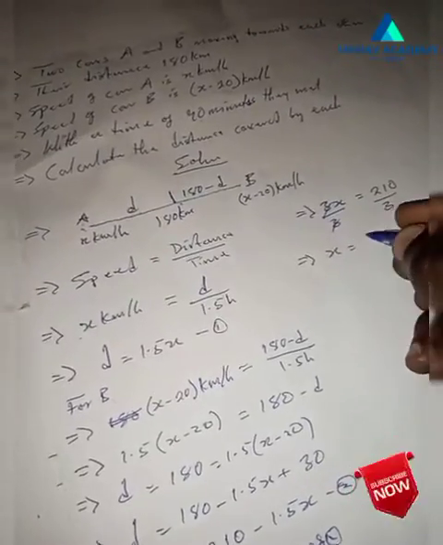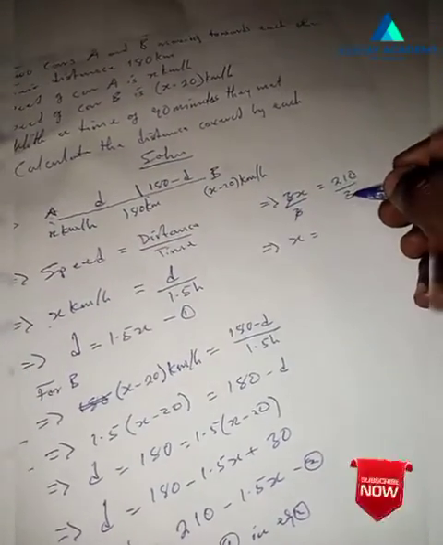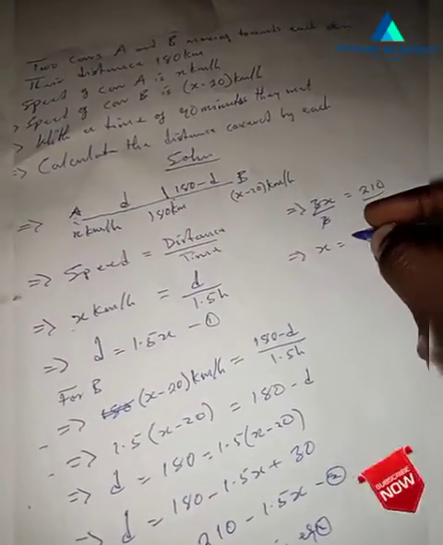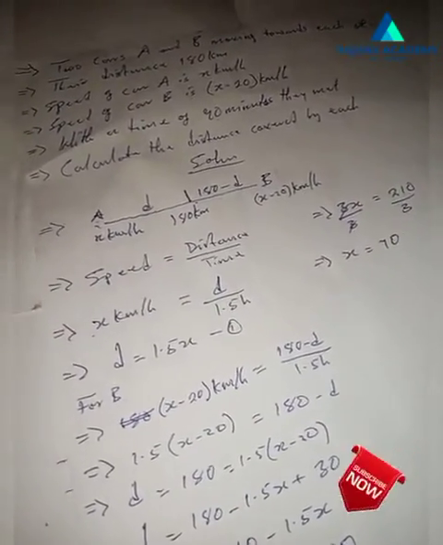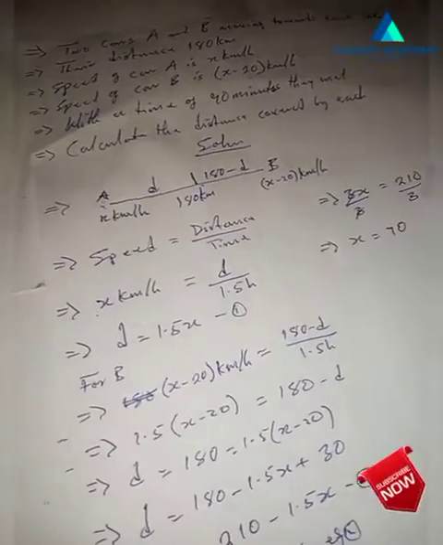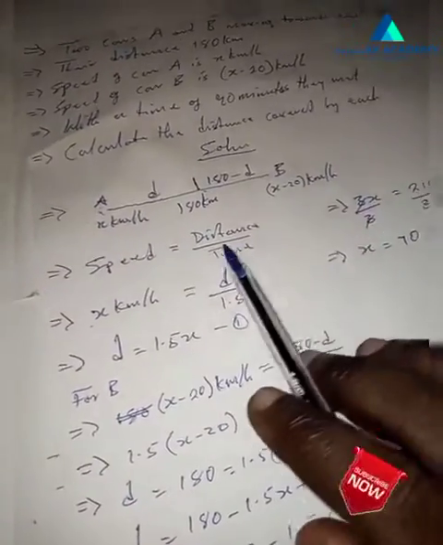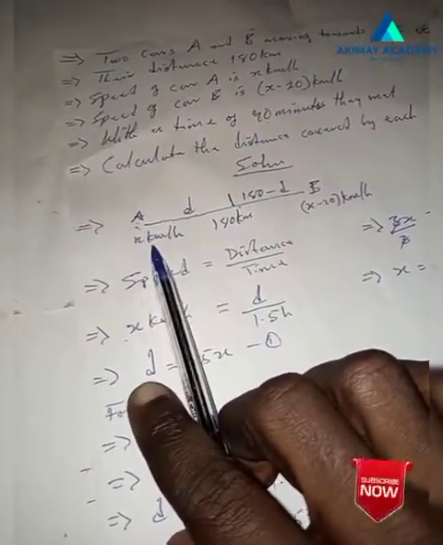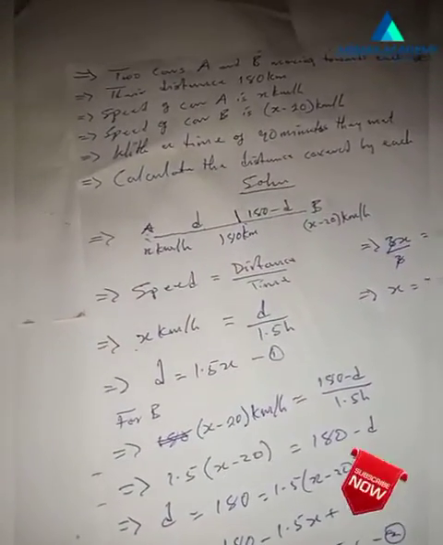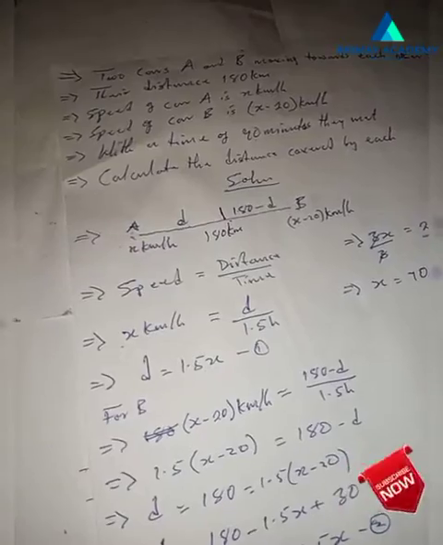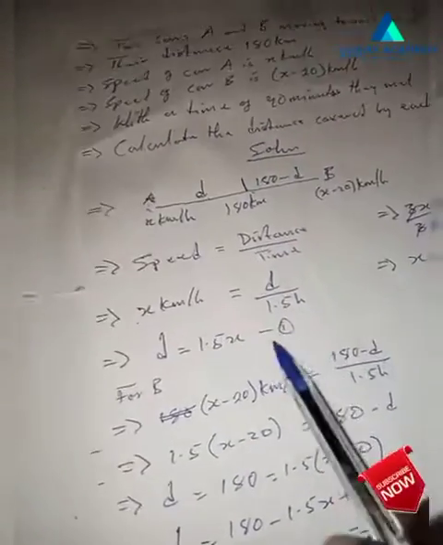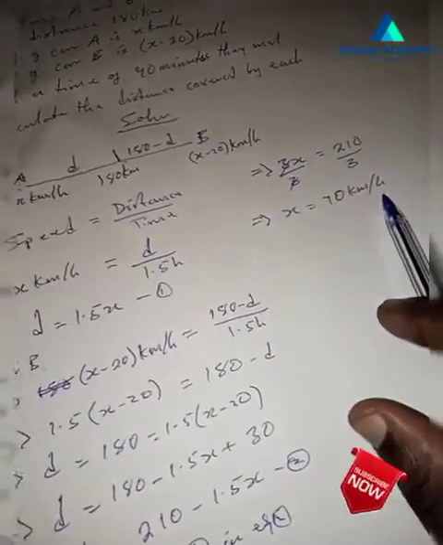Our x is going to be, so 3 will enter into 21 7 times. Then we add our 0 to it. So we have x to be 70. Okay, 70. So here, x over here is 70 kilometers per hour.